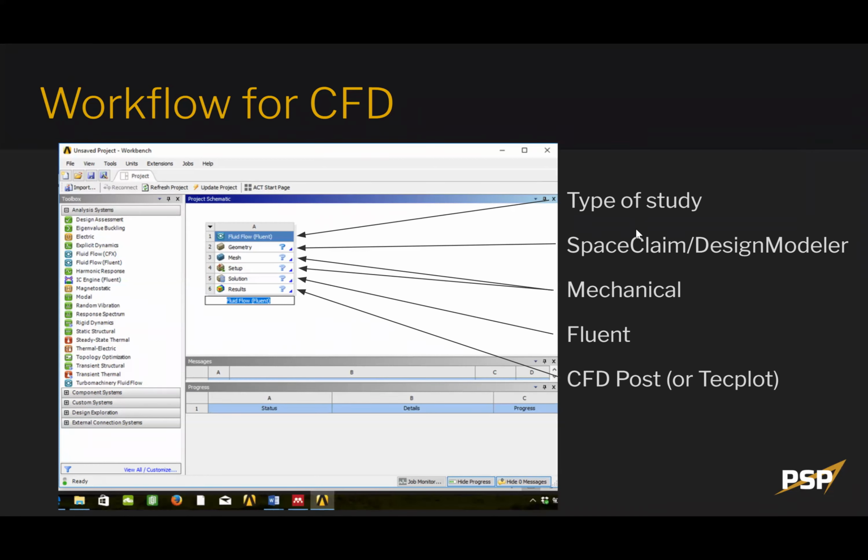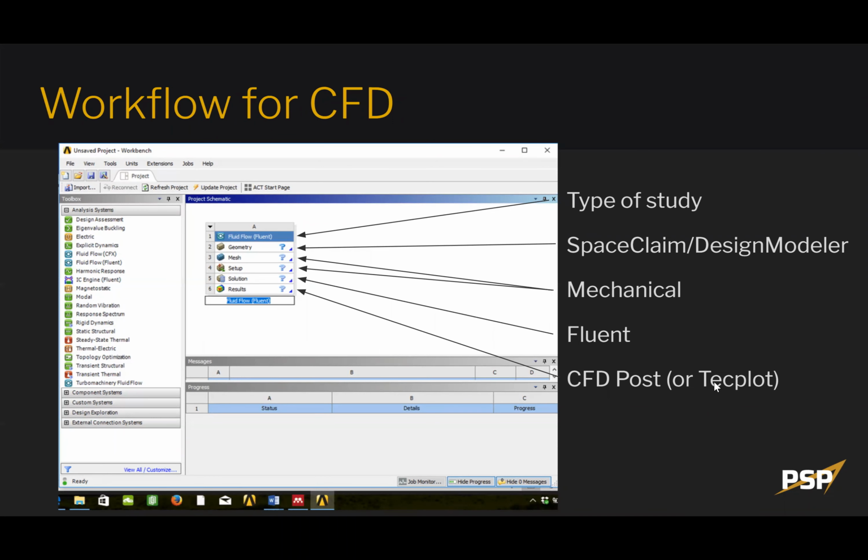Now the CFD workflow. If you're going to be using ANSYS, which I'm assuming you're here to learn, this is what it will look like for a CFD study. At the top you see fluid flow Fluent, which is the type of study. You import your geometry, your CAD, make your mesh, and then do your setup and solution in Fluent, as well as get your results. Fluent is the CFD software ANSYS has, and Mechanical is the meshing software.